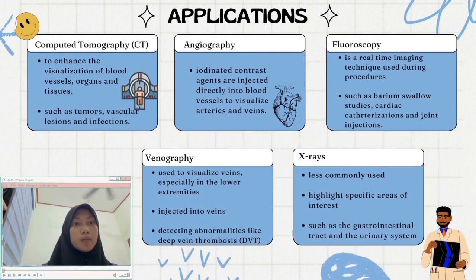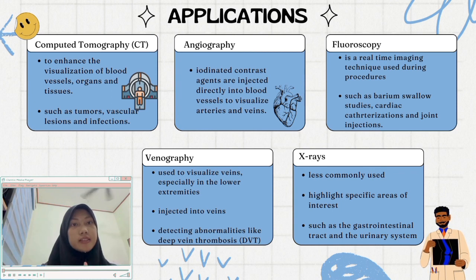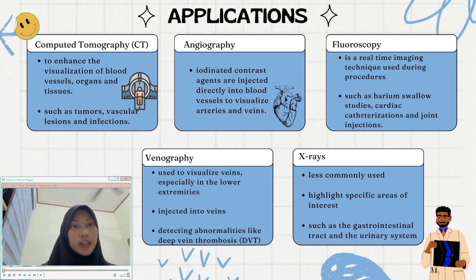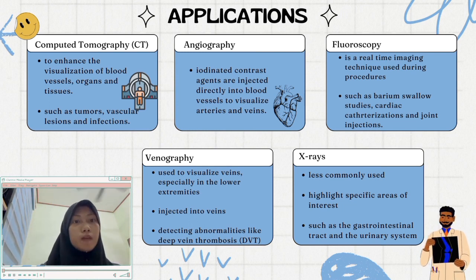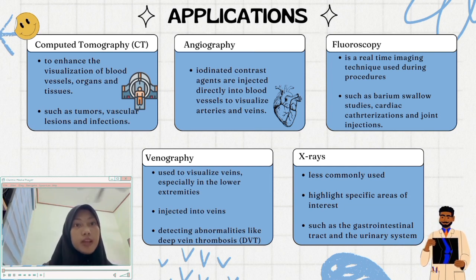This is the application that is used for contrast media. It has more, but I list down only 5. So the first one is computed tomography or CT scan, and then angiography, next fluoroscopy, venography, and X-ray. So the first one is computed tomography or CT scan. It is used to enhance the visualization of blood vessels, organs, and tissue such as tumor, vascular lesion, and infection.